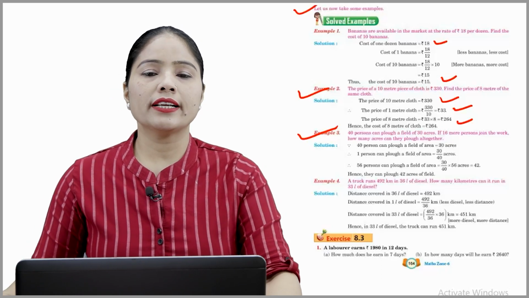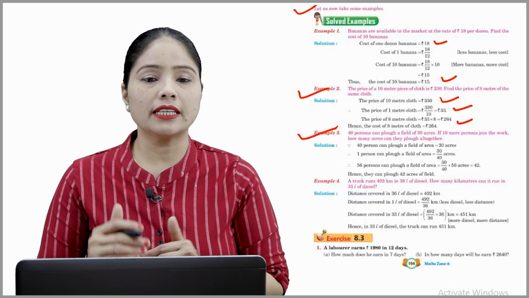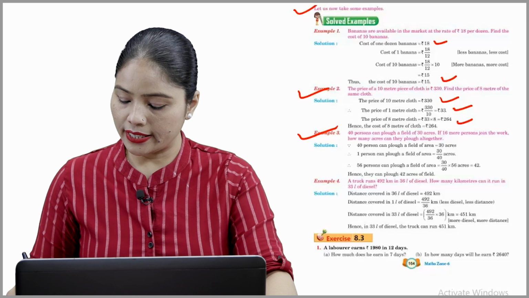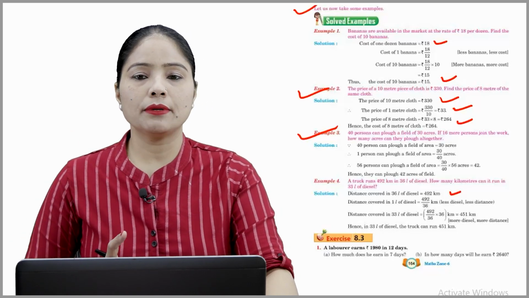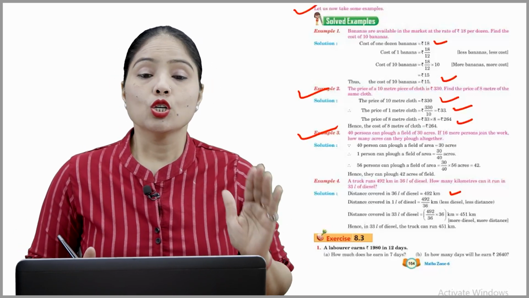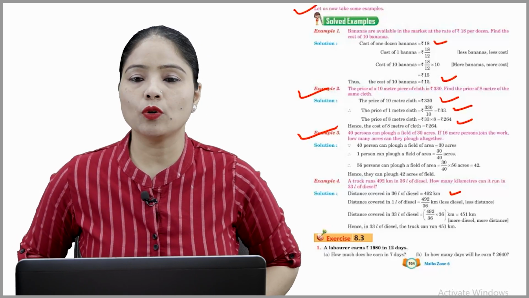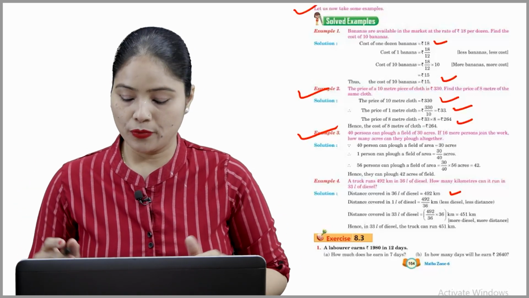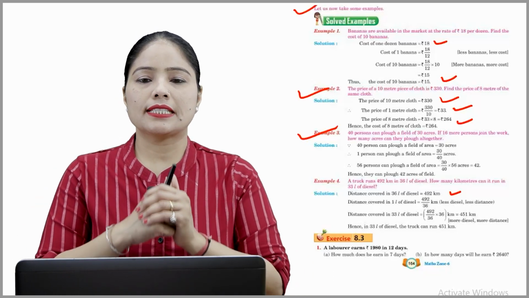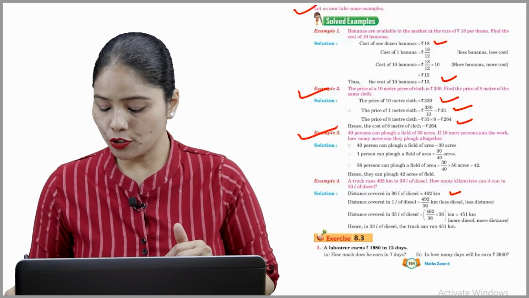Now example number 4. A truck runs 492 km in 36 liter of diesel. How many kilometers can it run in 33 liter of diesel? Solution. Distance covered in 36 liter of diesel is 492. So how much distance will 1 liter of diesel cover? We will divide by 36, because less diesel, less distance. So distance covered in 33 liter of diesel, just multiply by 33 and your answer is 451 kilometer. So we can say that in 33 liter of diesel the truck can run 451 kilometer beta. Okay. I hope you understood well.